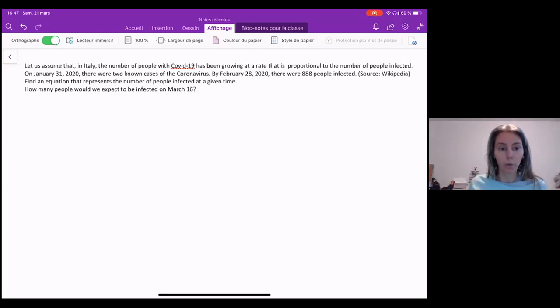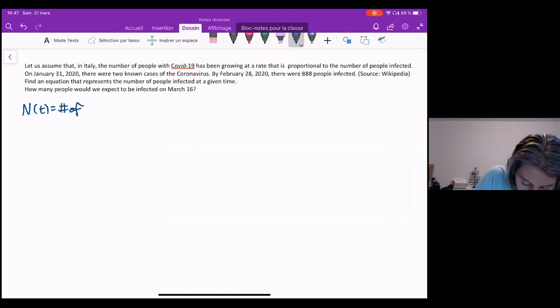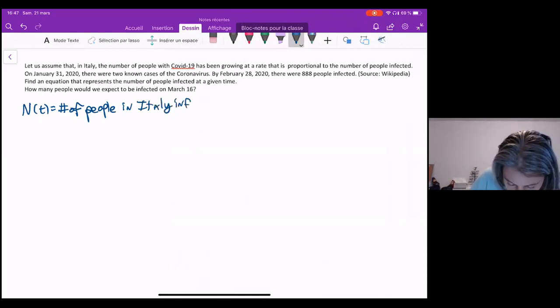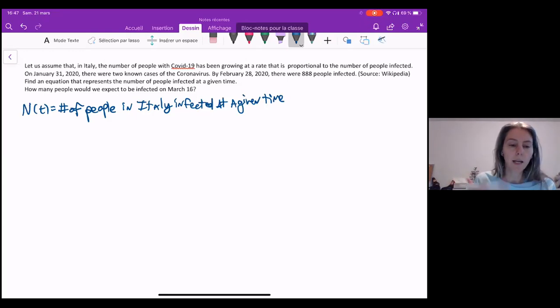Okay, so we're going to start off by trying to interpret all of the information from this question. First of all, we want an equation that represents the number of people infected at a given time. So we're going to define a new variable that we will call N of t, and we're going to let that N represent the number of people infected at a given time. Now, note that the number of people infected is constantly changing as time changes, so we can think of this N as a function of t. That's why we've written it that way. We're also going to be measuring t in days.